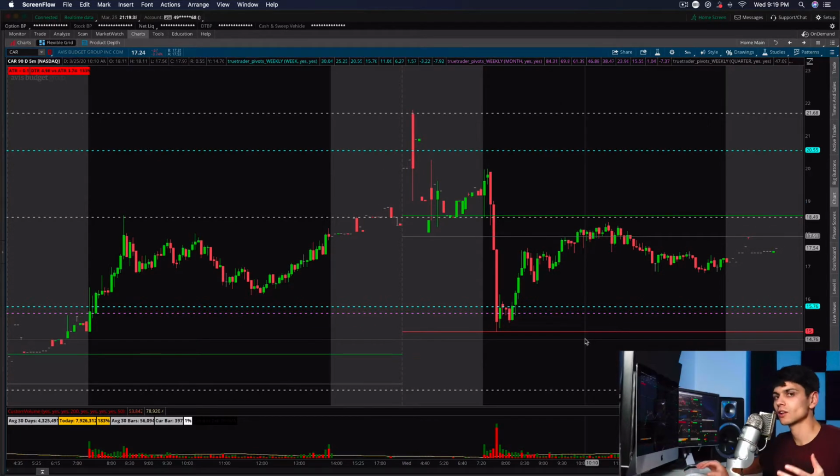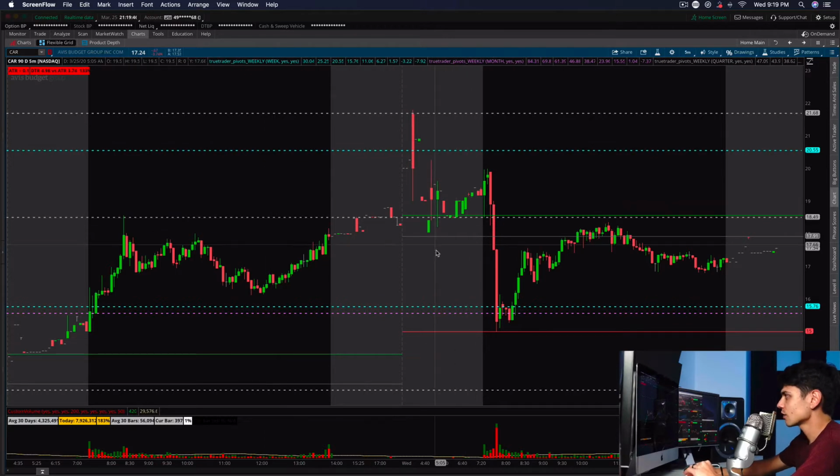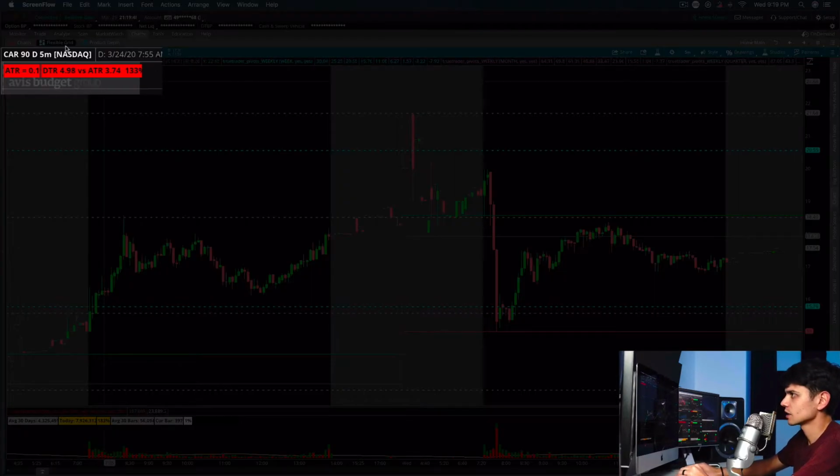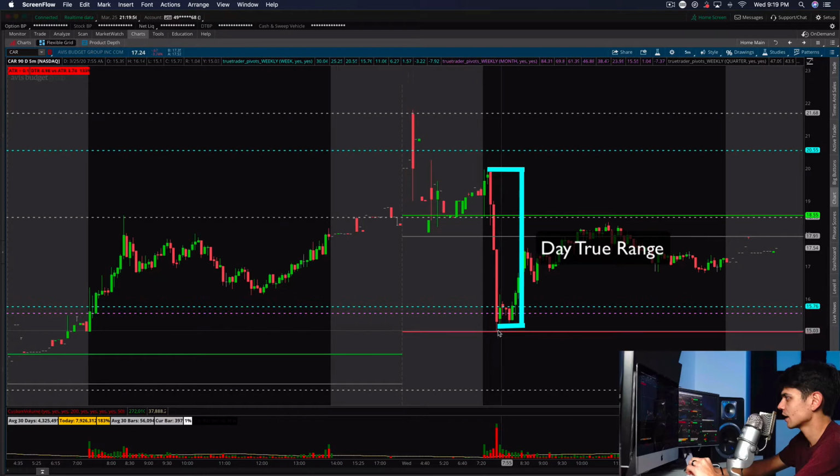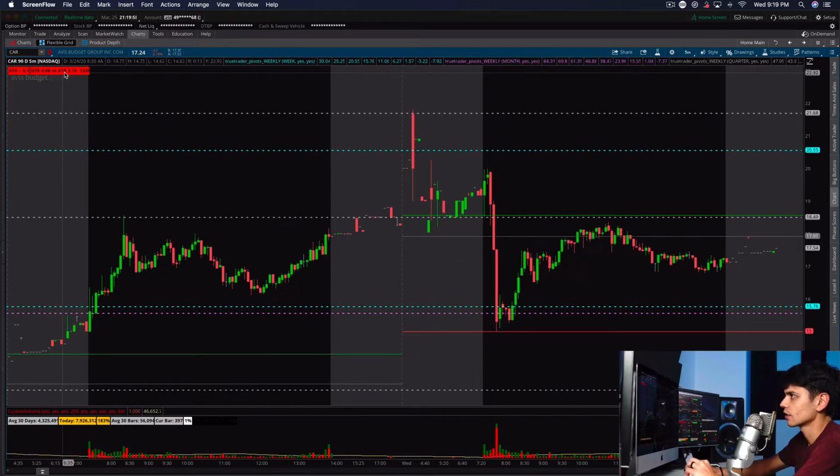So the first thing that I look for when I'm looking for a trade is a big washout or a big pop. In this case, it was a washout. And you can tell it's a big washout because of up here, looking at the day true range versus the average true range. The day true range is the distance between the top, the high, and the low of the day. The average true range is the range that it normally does in a day.